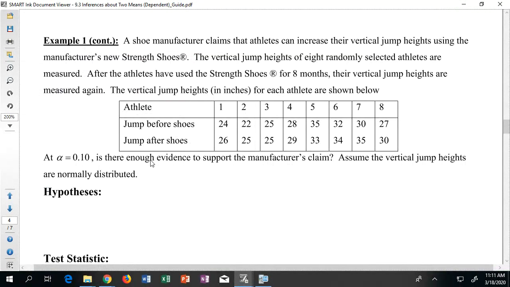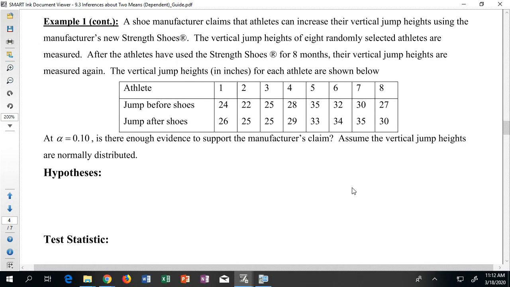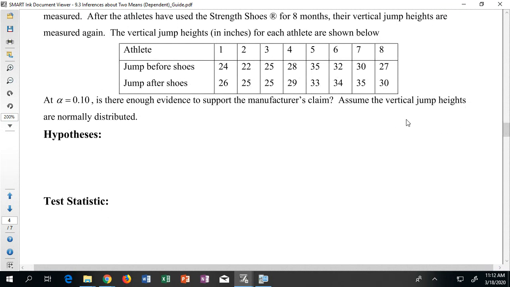Okay, we're going to take a look here at example number 1 and start to see how exactly this problem can be done. So this is the same problem with the strength shoes and people jumping. We're going to say this extra part at the bottom. At a 10% level of significance, is there enough evidence to support the manufacturer claim, which is that athletes can increase their vertical jump heights using the new strength shoes? We're going to assume that vertical jump heights are normally distributed.